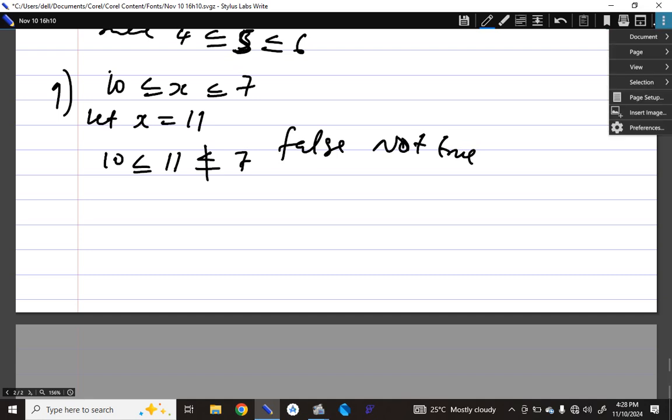So we go to question number 10. So let me add another page. So question number 10. For question number 10, it says that minus 3 is greater than or equal to x, which is greater than minus 1.